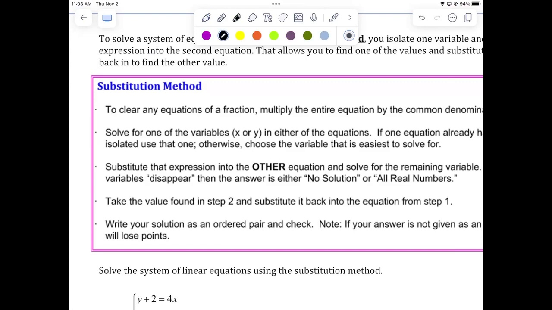This is the most important part that you want to start with. Solve one of the equations for one of the variables. It doesn't matter if you're solving for x. It doesn't matter if you're solving for y. It doesn't matter if you're solving the first equation. It doesn't matter if you're solving the second equation. Whichever is easier. You solve one equation for one variable.